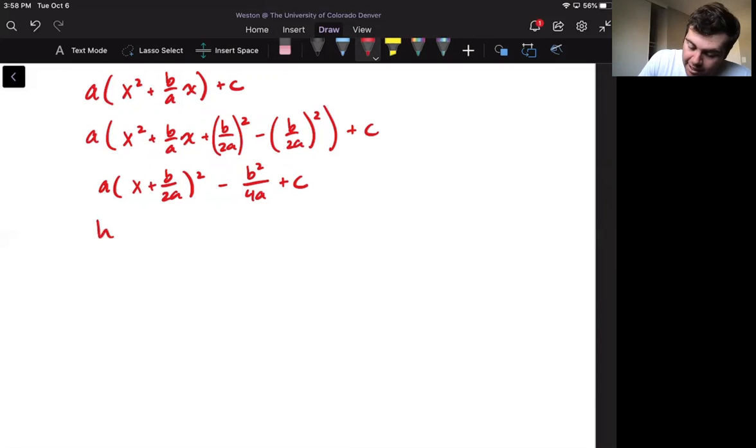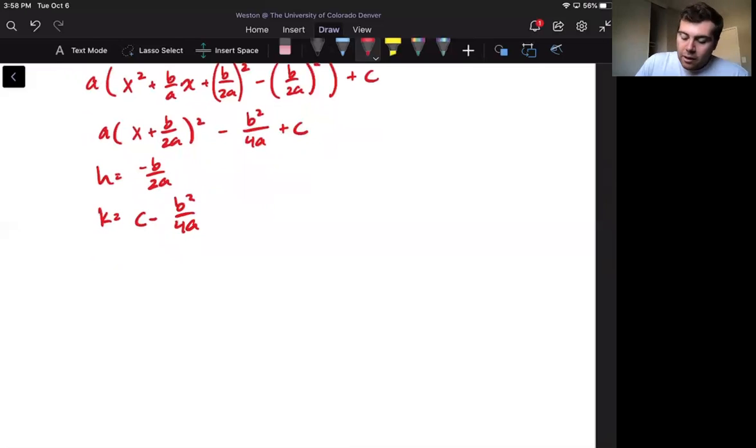And then we set h equal to minus b over 2a. We'll set k equal to c minus b squared over 4a. And then we get that a times (x minus h) squared plus k equals f of x. And so that's our transformation.